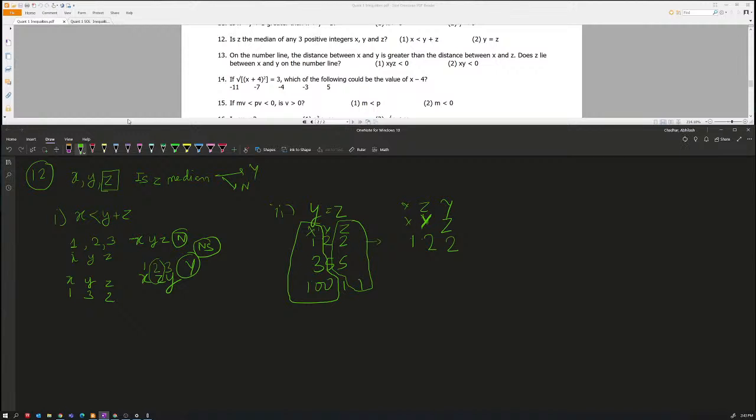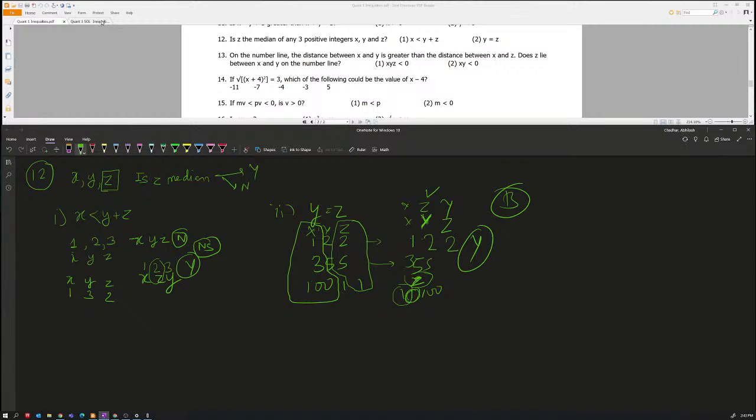Since it is always in the middle, it is the median. So you get yes, and you get 3, 5, 5 also. It is the median since z is equal to y. Again, this is the median, and for 100, 1, 1, 1 is the median. So we get a yes answer here, and we can say it is B.